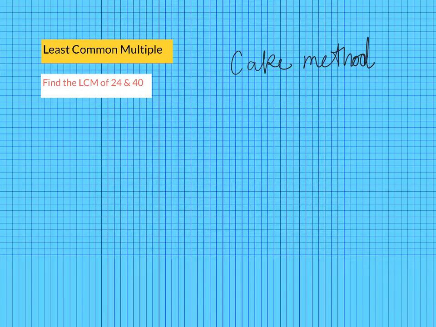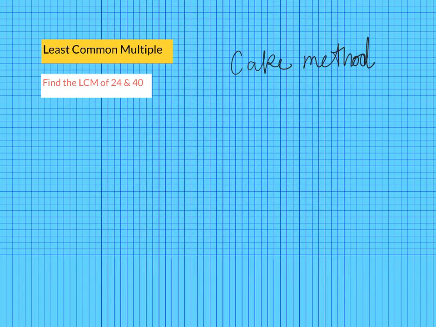Friends, today we're going to learn about the least common multiple. So first of all, let's think about what these words mean. Least means lowest, common means something that is shared, and multiple, this is a good word to pay attention to. Multiple sounds like multiplication, which is exactly what we're going to do to find our answer.